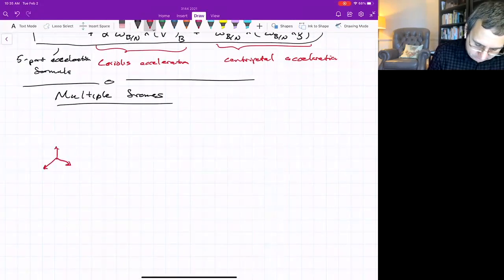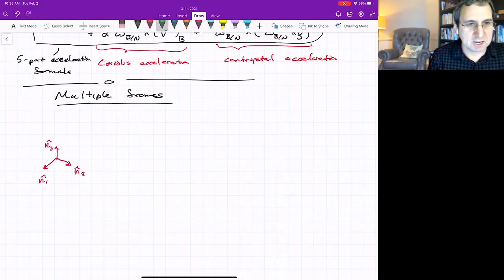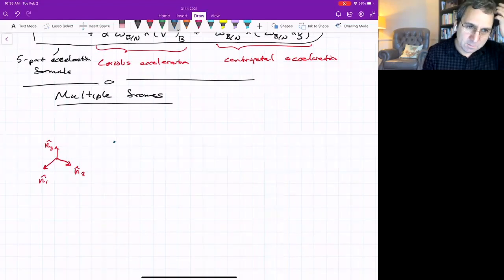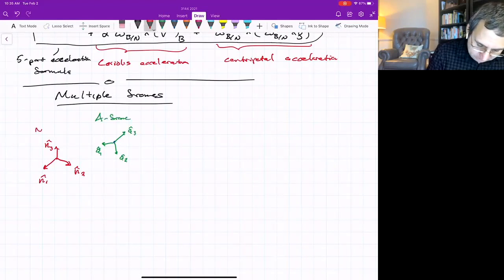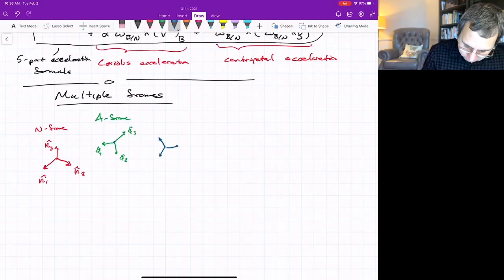Here's my drawing, an N frame, and then let's just say we've got a B frame up here, maybe. No, I'll call this the A frame. So there's an A frame. I don't mean an A-frame house. It's a frame, I'll just call this the A frame. It's the N frame. And maybe we've got a B frame. You could have zillions of frames.